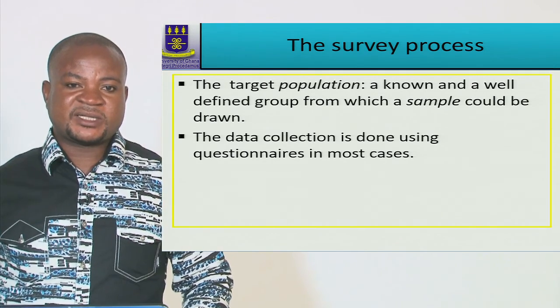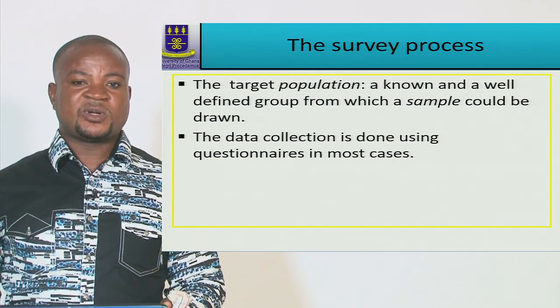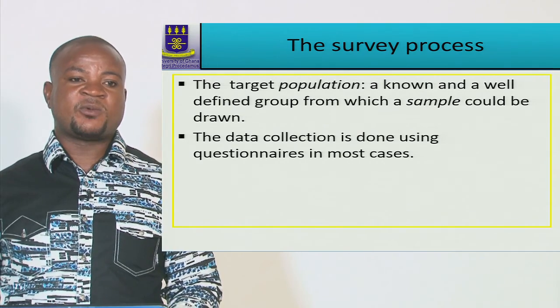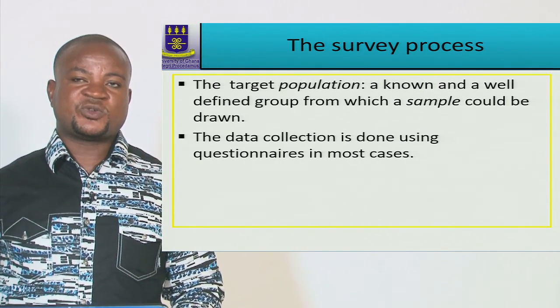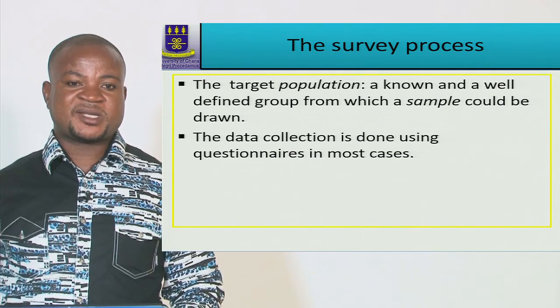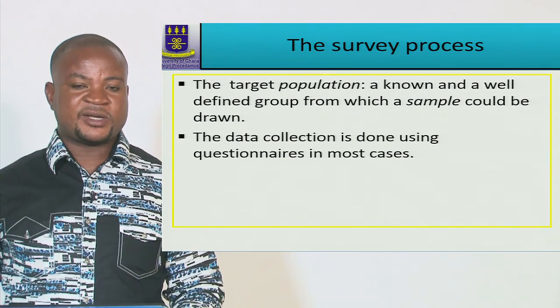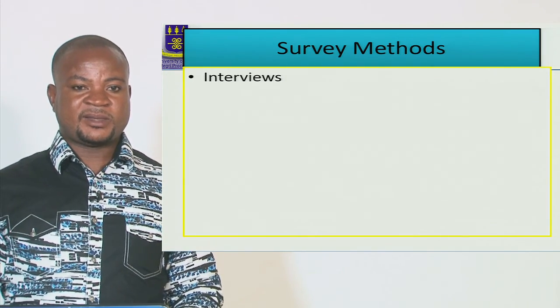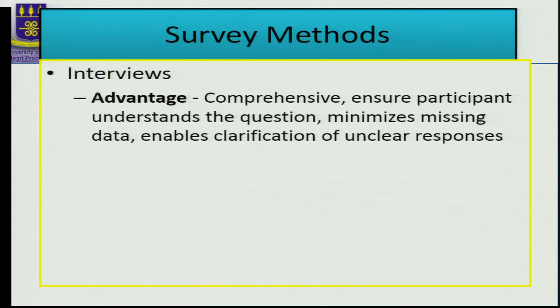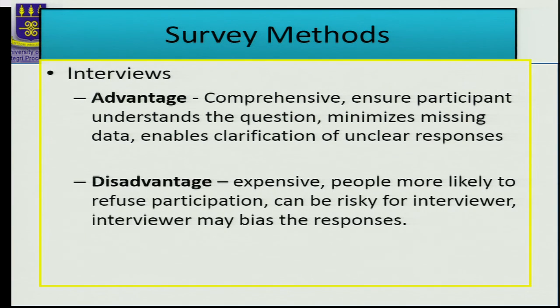So when it comes to the survey process, you need to know your target population, which is a known and well-defined group from which your sample will be picked. You pick your sample, and then you do your data collection using a questionnaire or an interview, and then you analyze your data. So we can use interviews when it comes to survey. Interviews, most of the time, have several advantages. They are quite comprehensive. They ensure participants understand the question. It minimizes missing data, enables clarity of unclear responses, and stuff like that.